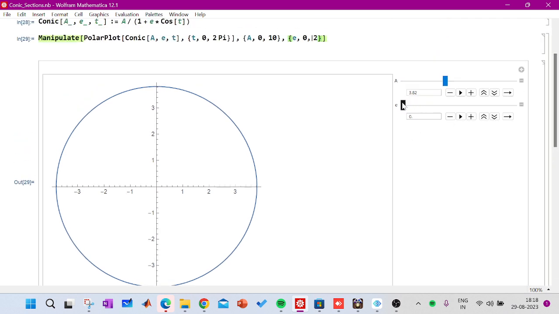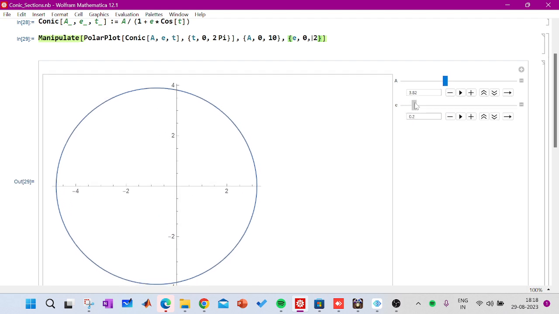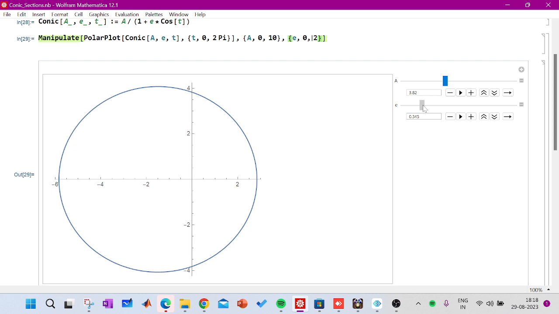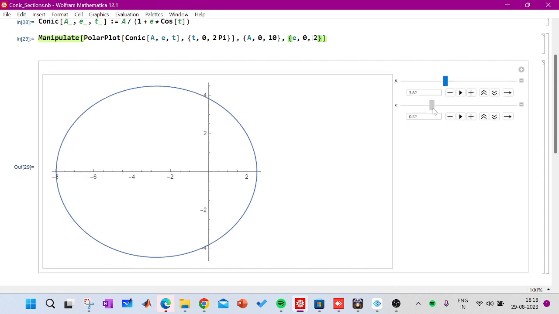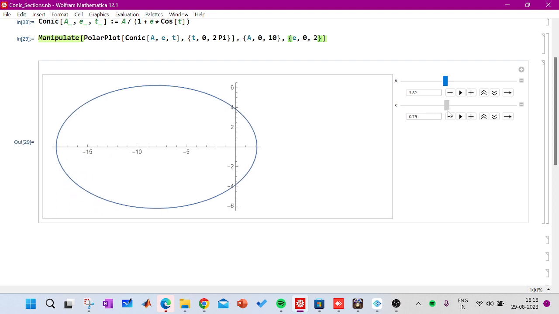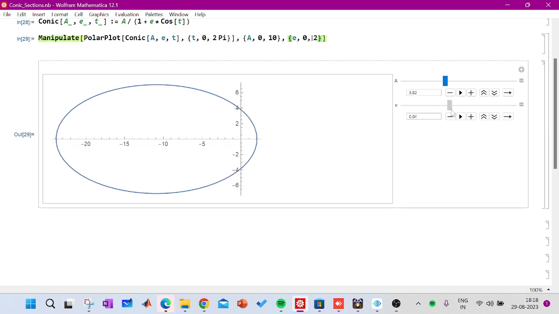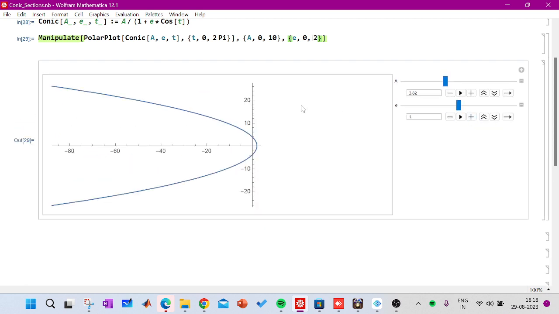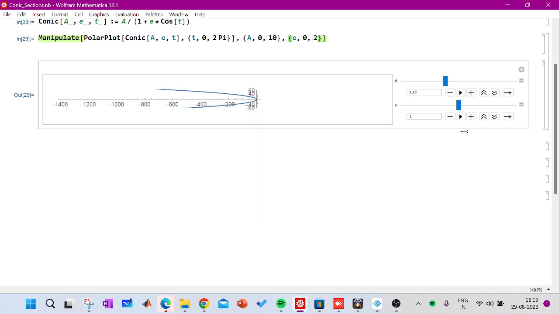For 0 we have circle. As I increase epsilon or eccentricity, it becomes slightly elongated in one axis, and you get ellipse, right? More the eccentricity, more the elongated ellipses, or more eccentric the ellipses. At 1 it becomes parabola.